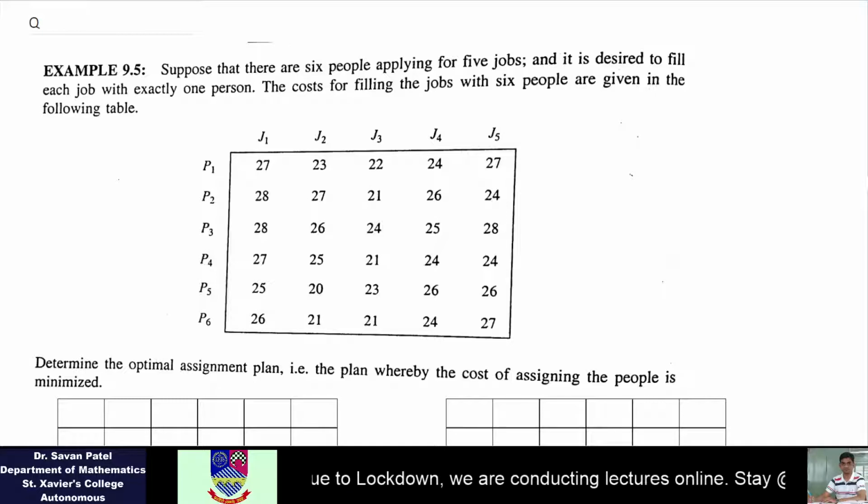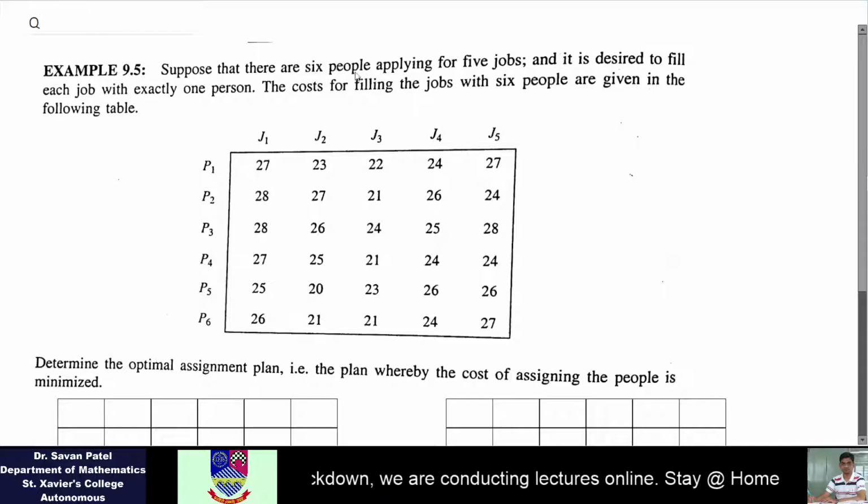Let this be the problem. Here we are having 6 people applying for 5 jobs. So there are 6 people and 5 jobs. Clearly the number of rows is not the same as the number of columns, so this is not a balanced problem. This problem is unbalanced.